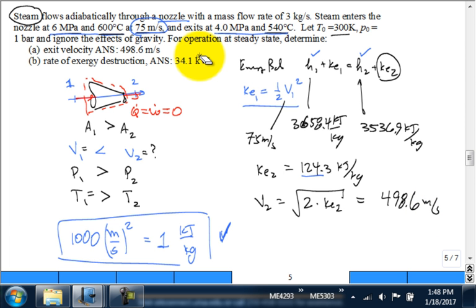What's the answer for the rate of exergy destruction? How would I calculate the rate of exergy destruction? Would I do the dead state temperature times the rate of entropy production? It's a pretty good strategy. Can you do an entropy balance and get the rate of entropy production? Is that the mass flow rate times S2 minus S1? Just like you got the H's out of the tables, you get the S's out of the tables. And then you can calculate 34.1 kilowatts for the rate of exergy destruction.